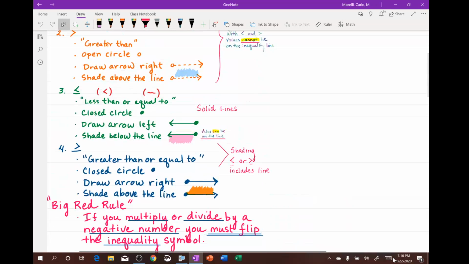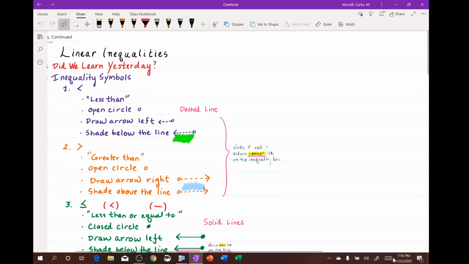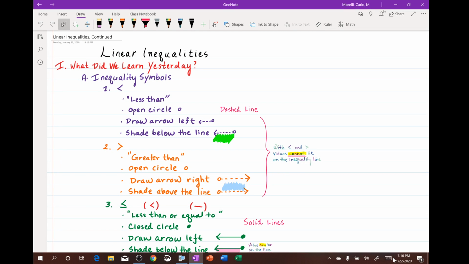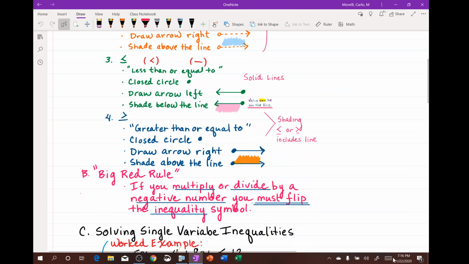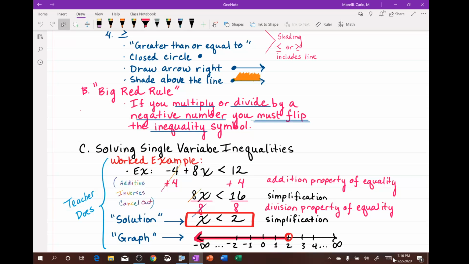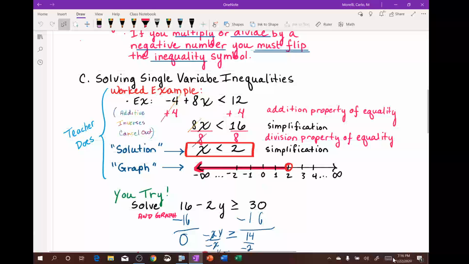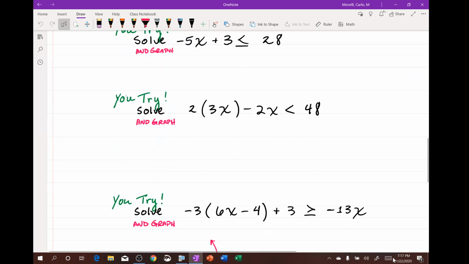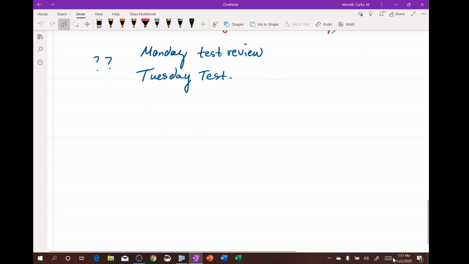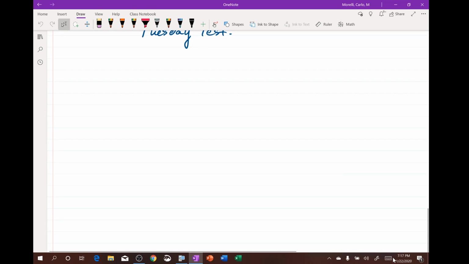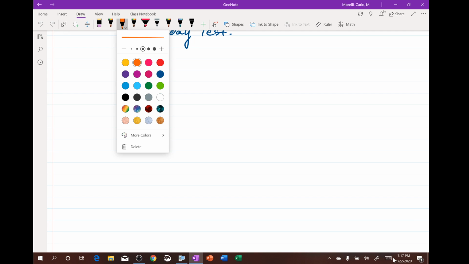Going over some notes here, we are learning about linear inequalities. We have really completed single variable linear inequalities, which was more of a review anyway. And now we're ready to move on to two variable linear inequalities, and those take the form of a graph. So that's what we're going to be talking about here tonight, and this is the lesson that will be delivered tomorrow.